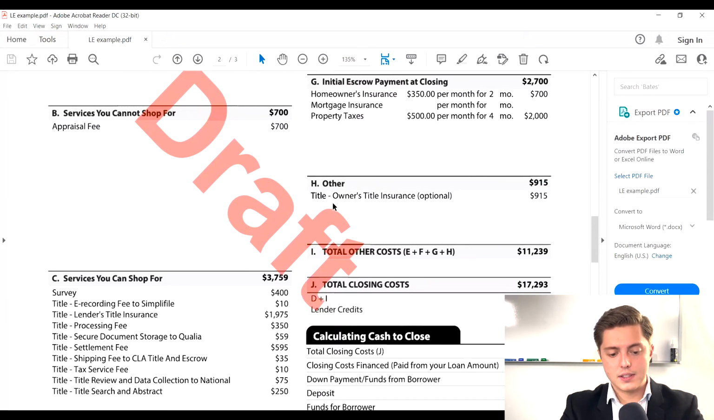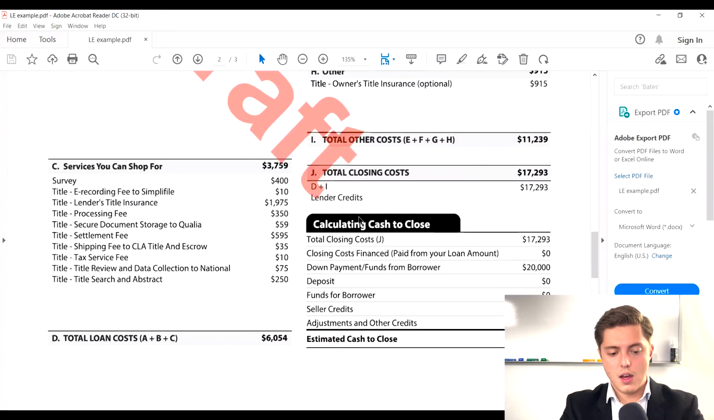Next is other, where we have owner's title insurance, which is another title fee. It is technically optional, but most people end up getting a title insurance policy. When you add all of these together, you'll see total closing costs: $17,293.